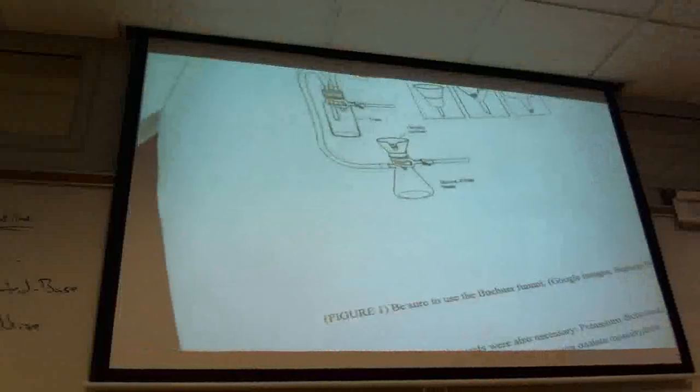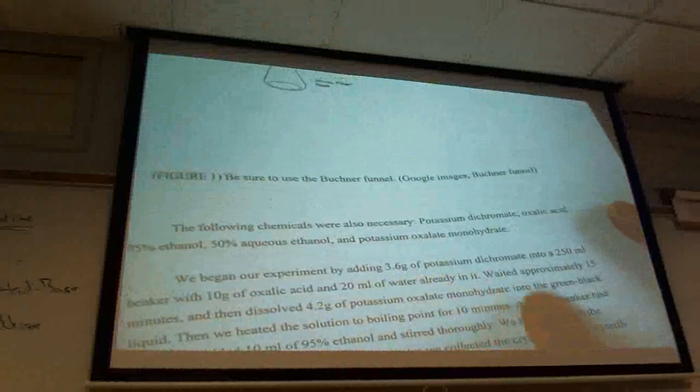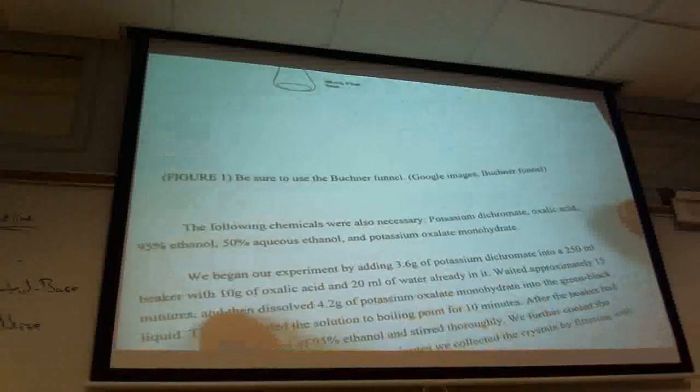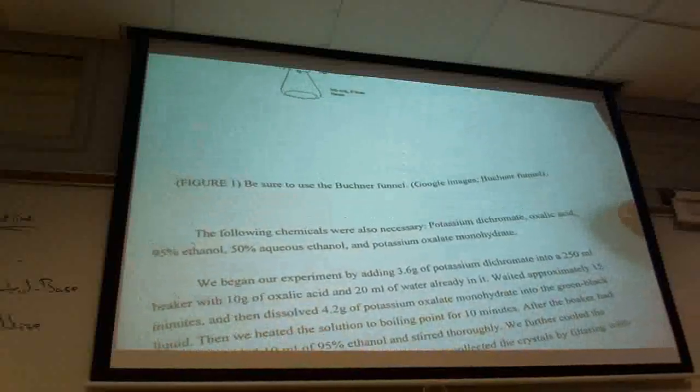The amounts go into an experimental section, the experimental details here. That's where you're going to get all the quantities. You know, 3.6 grams of potassium dichromate, the 250 milliliter beaker, 10 grams of this.